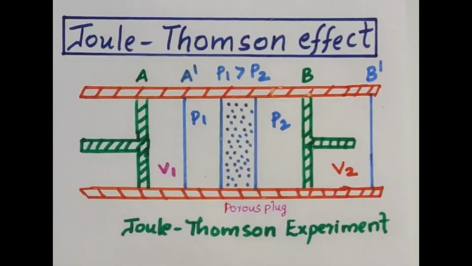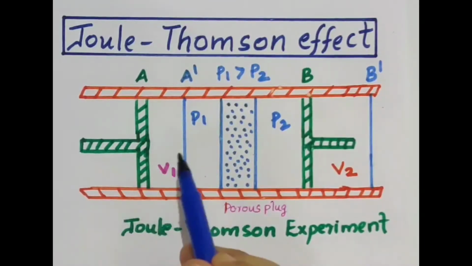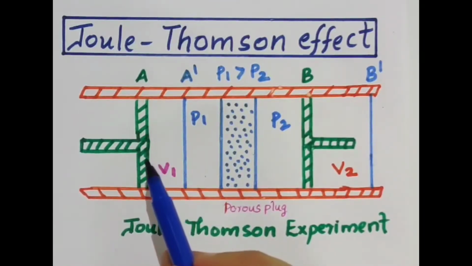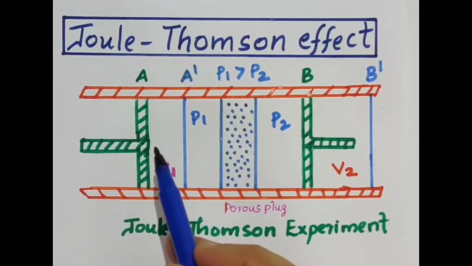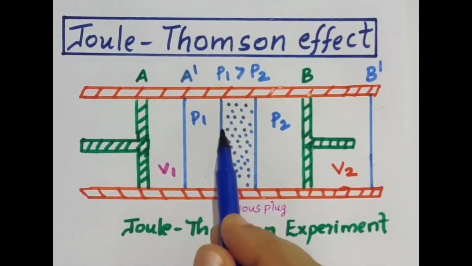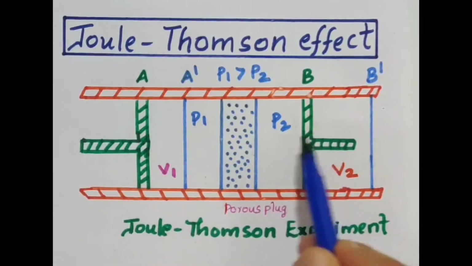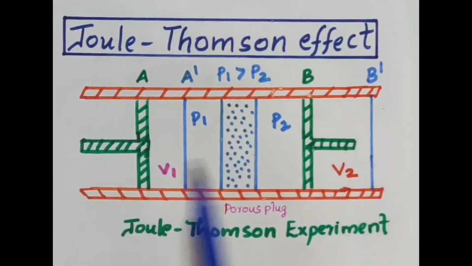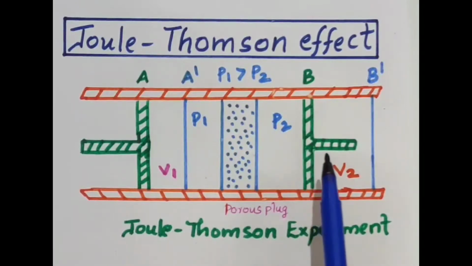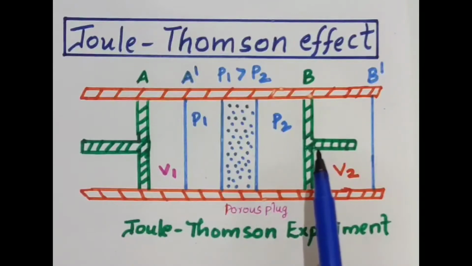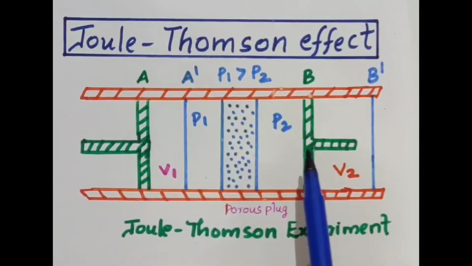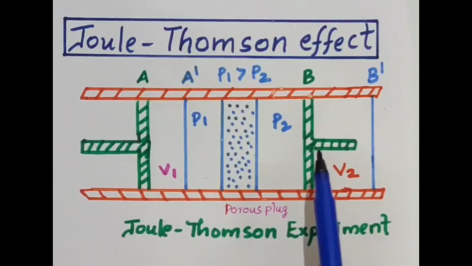When a gas under high pressure, this is the high pressure region, is allowed to expand under adiabatic condition, adiabatic condition means there is no exchange of heat, through a porous plug into a region of low pressure, this is the low pressure region, there occurs a change in temperature, that means a cooling or warming effect. This phenomenon is termed as the Joule-Thomson effect. Most gases get cooled in Joule-Thomson adiabatic expansion.